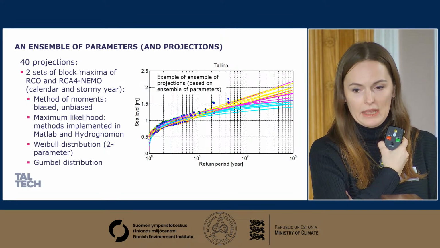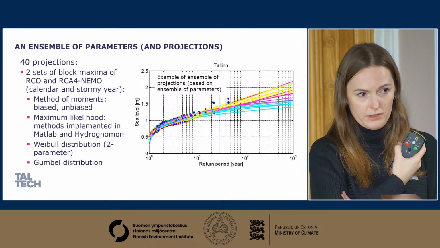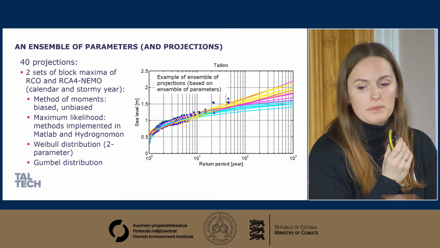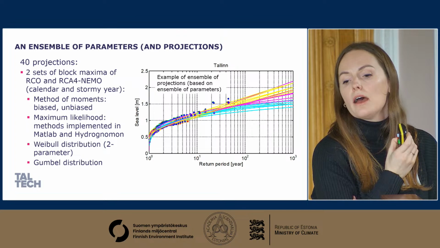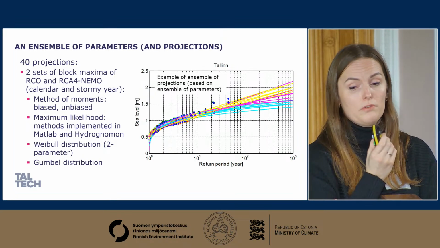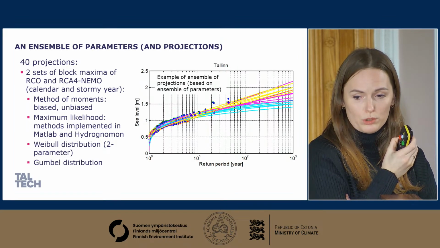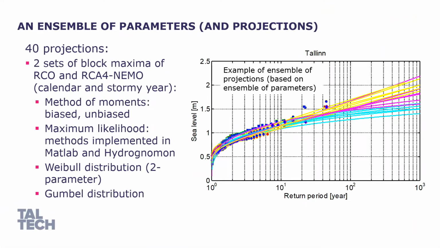From this, we construct the ensemble of parameters, and these parameters we apply to construct the ensemble of 40 different projections of extreme water levels and their return periods. For this we use 2 different circulation models, different sets of block maxima, these annual and stormy year maxima, and also different methods of calculation of extreme value distributions. And this ensemble we apply to find the estimate of the 50-year return period for extreme water level values for our study area along the coastline of the Baltic states.